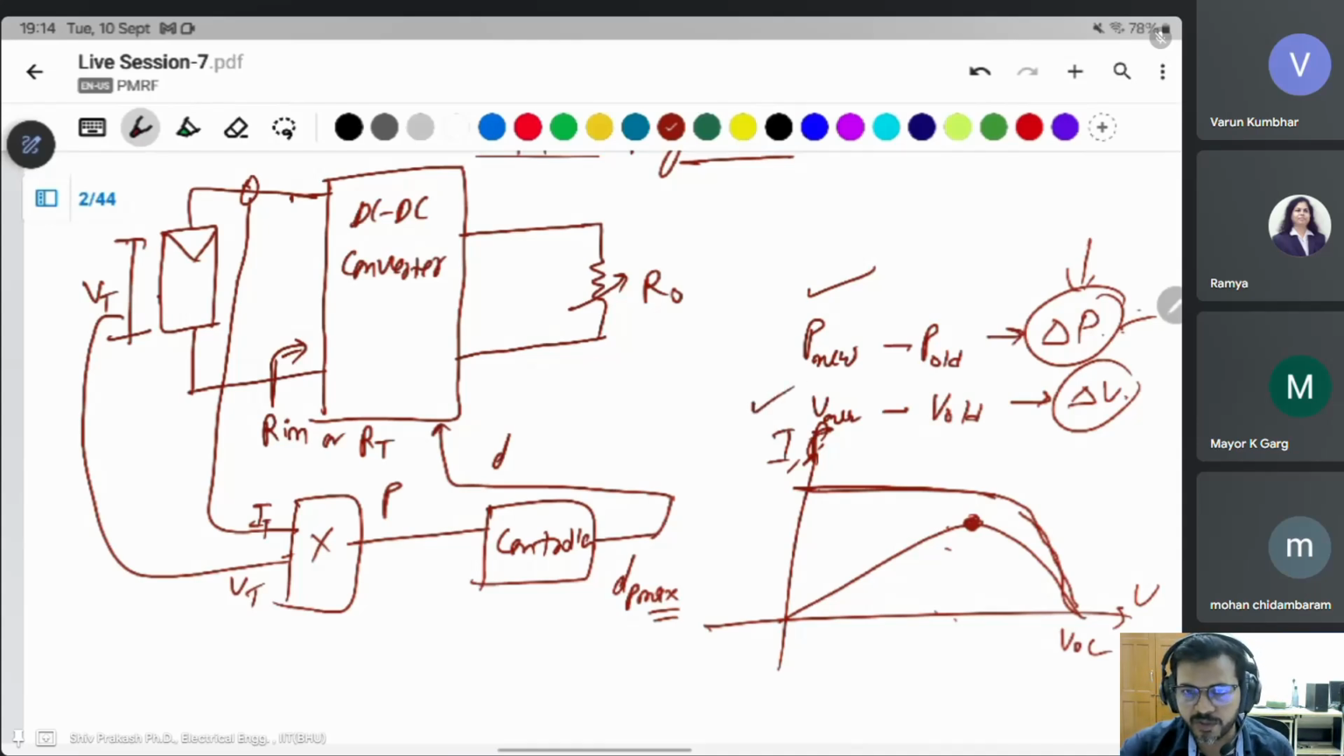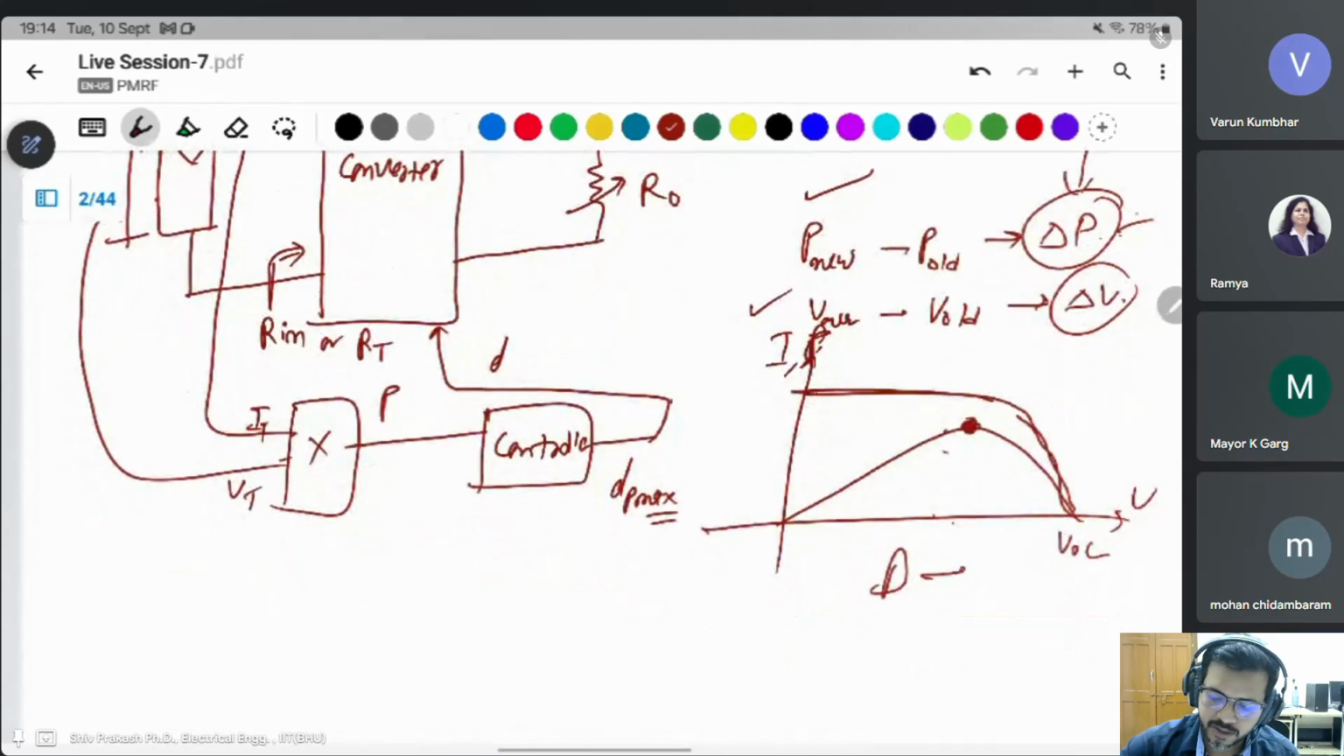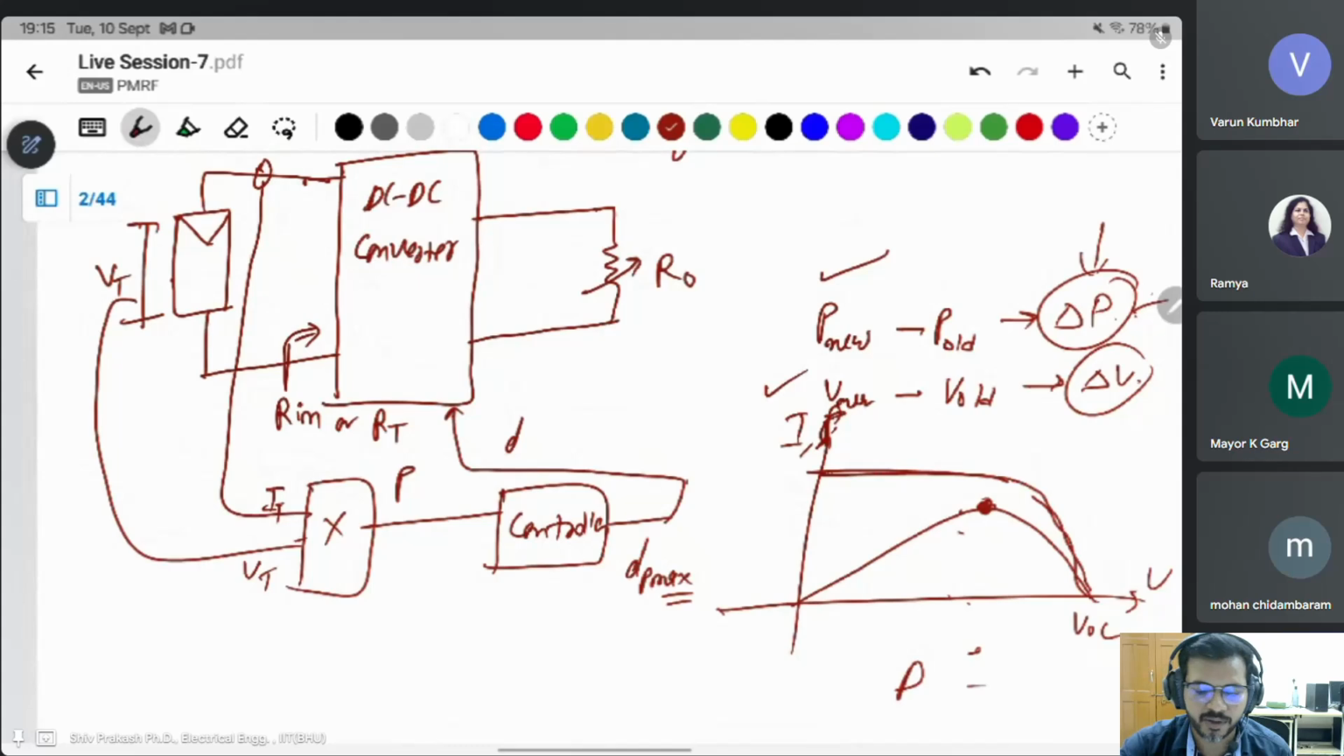From taking these two, you can generate a duty cycle, and this duty cycle is given to the controller. The controller adjusts the maximum power. I think many are doing this in simulation also, with a buck converter, a boost converter, or a buck-boost converter, same thing. You can generate a duty cycle like that, which takes maximum power from the solar.